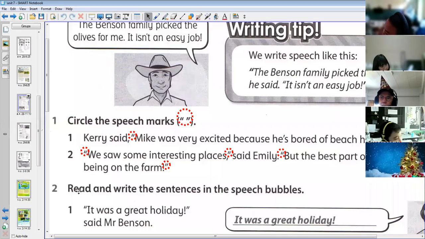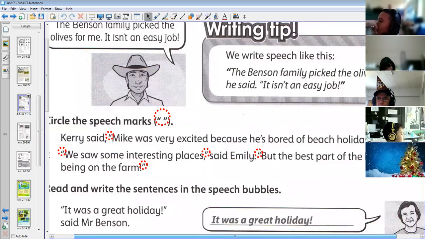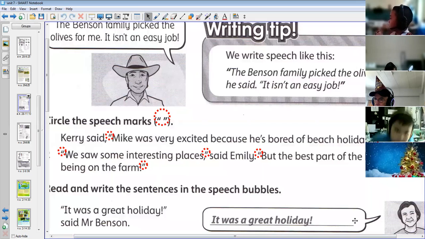Part 2. Read and write the sentences in the speech bubbles. So here you have the speech marks, and here you have a speech bubble with a picture. So, speech marks, "It was a great holiday," said Mr. Benson. This, said Mr. Benson, does not go into the speech bubble, does it? Only what is between the speech marks goes into a speech bubble. It was a great holiday. And then we can see him speaking, so we don't have said Mr. Benson.